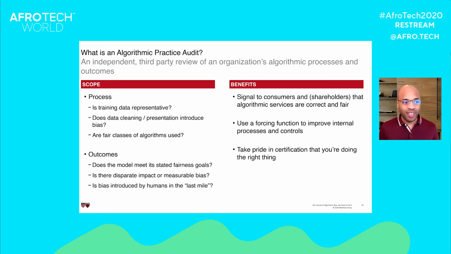So a key benefit of this is that it's a forcing function that allows our data scientists to actually invest time in algorithmic fairness, because there are penalties, there are real penalties, to not actually having a fair algorithm. And another key benefit is that this can be a signal from your organization to your customers and shareholders that any algorithmic services you provide are correct and fair, right?